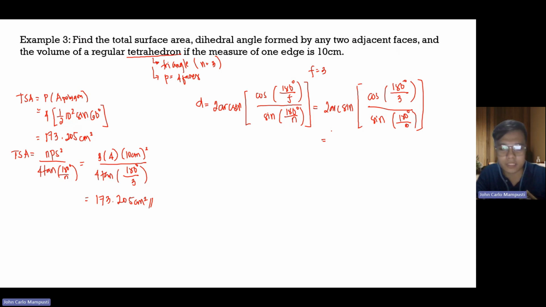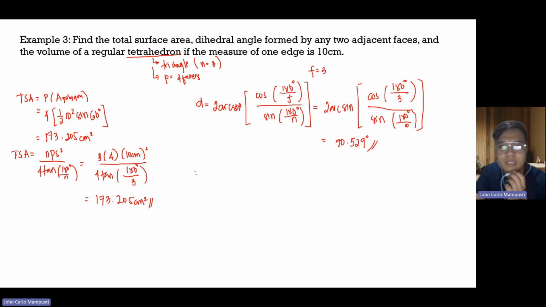Pag natin sa calculator natin, 2 arc sine or sine inverse cosine 180 divided by 3, this is 60, over sine 180 divided by 3, this is also 60. Therefore, the answer is 70.529 degrees. So, meron na tayong dihedral angle formed by any two adjacent surface.